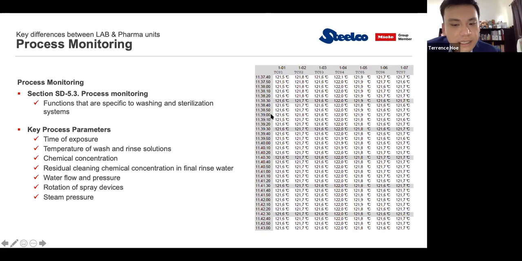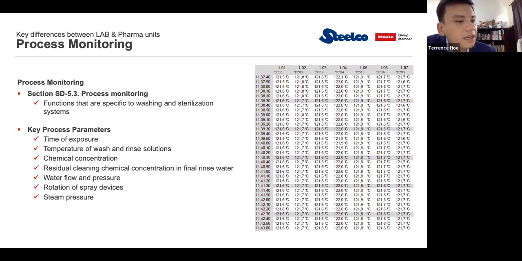At subsequent intervals, for example every 10 seconds, you record it down. If there is a difference, you notify the quality management department or quality management team. There are some key process parameters that they always want to know, for example the time of exposure, how long, the temperature of the washing and rinsing solution, and what percentage of chemical concentration has been used.